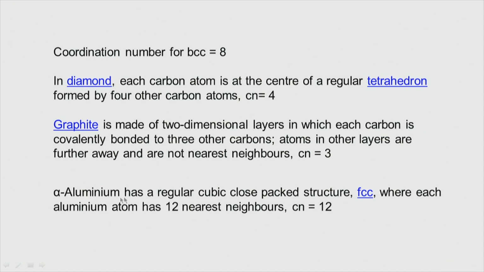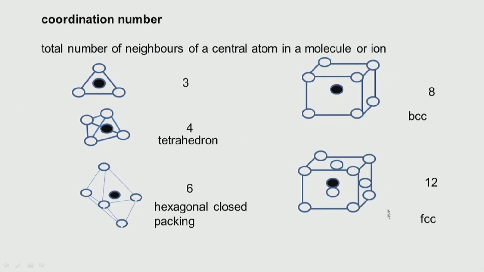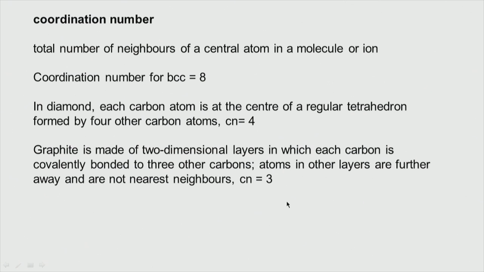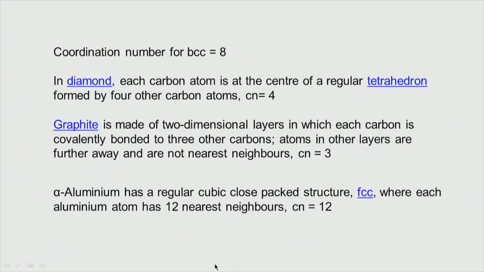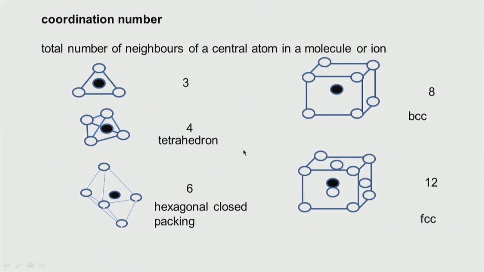Alpha aluminum has a regular cubic closed packed structure, FCC, so the coordination number is 12. Coordination number for BCC is 8. Coordination number for diamond, like I said, regular tetrahedron, so it is 4. Graphite has layer by layer, 2-dimension layers, so coordination number is 3.